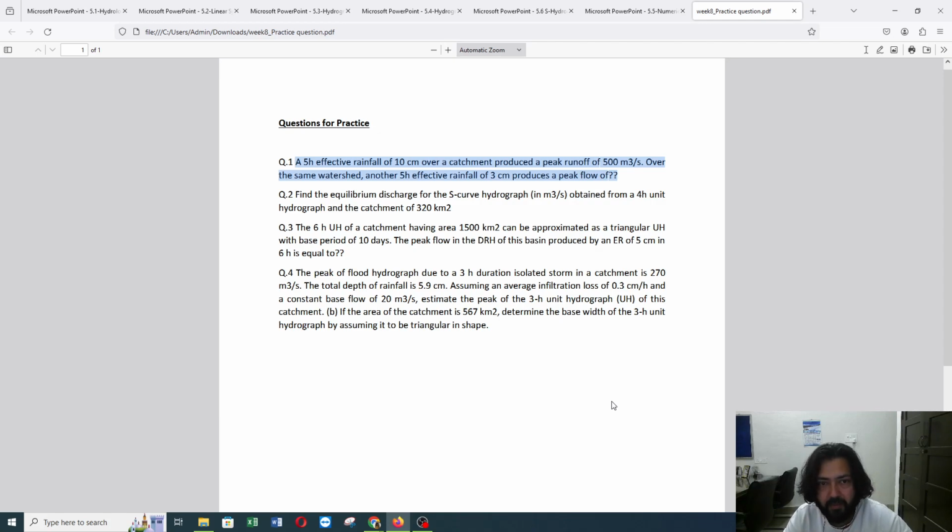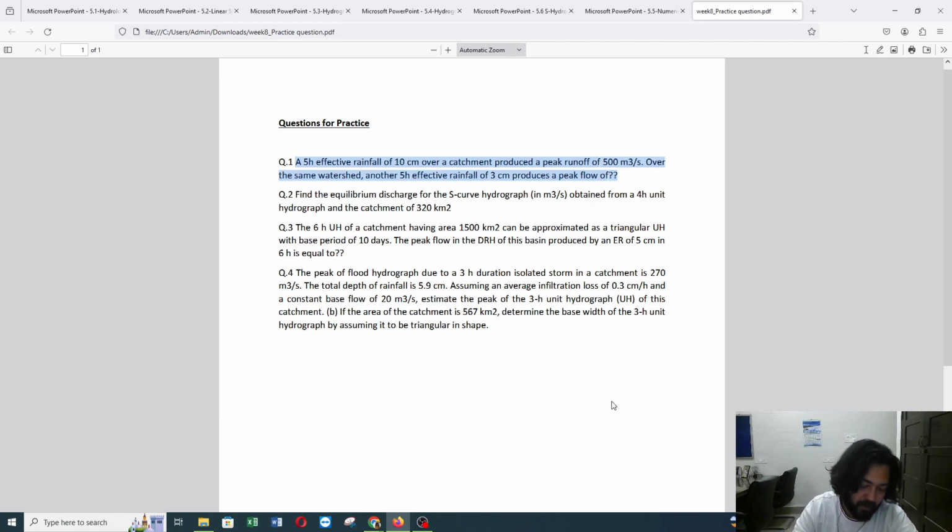So they are saying that when the rainfall of 10 centimeter is occurring, the runoff is 500 meter cube. Now they are saying when the effective rainfall is reduced to 3 centimeter, what would be the peak flow? We know that if the effective rainfall is reducing, the peak will also be reduced. So logically, when 10 centimeter of rainfall was occurring, the peak flow was 500. In the same catchment for the same effective rainfall duration, if 3 centimeter of rainfall is occurring, the peak flow would be less than 500 meter cube per second. So now let us calculate.